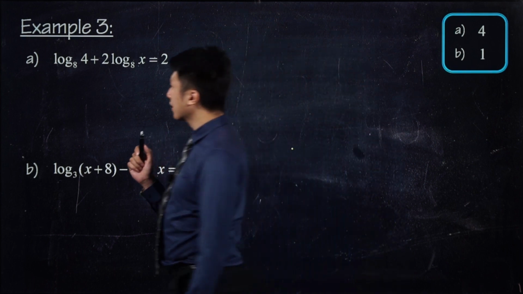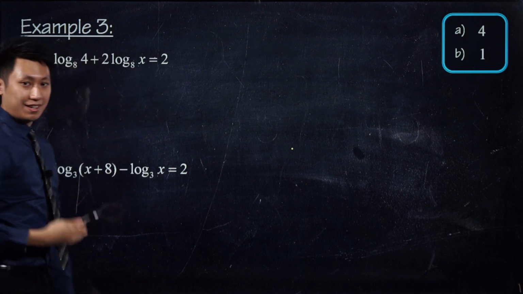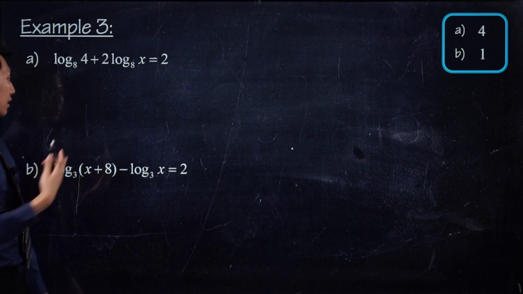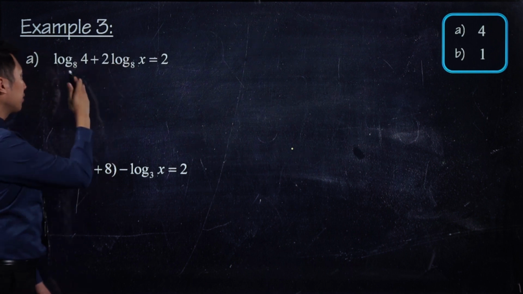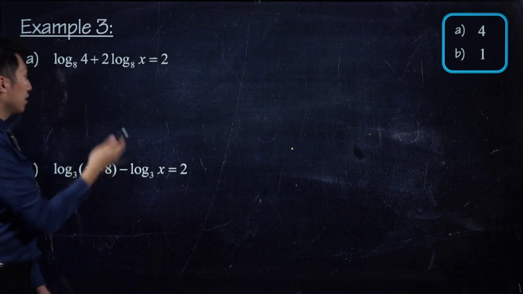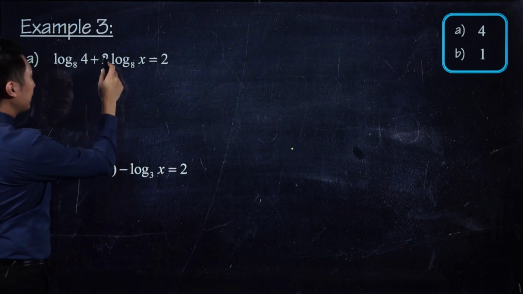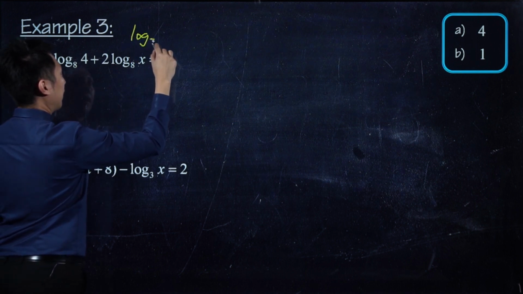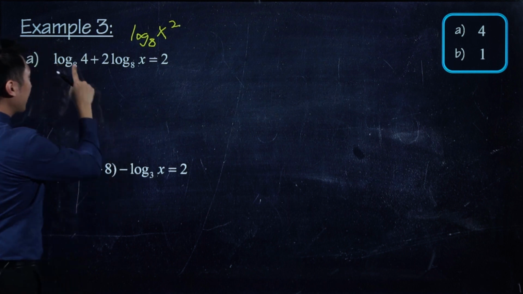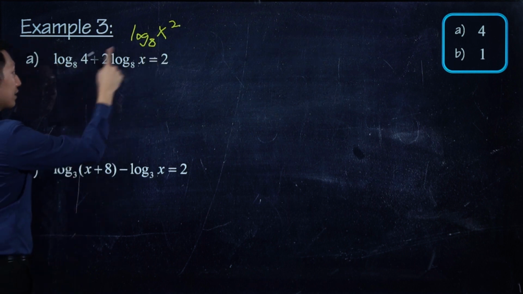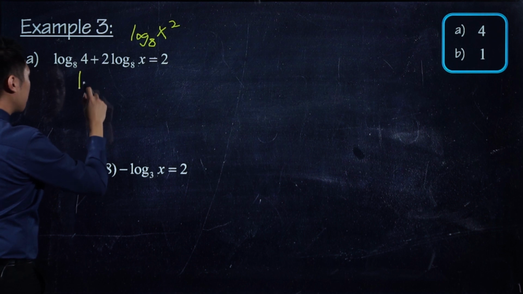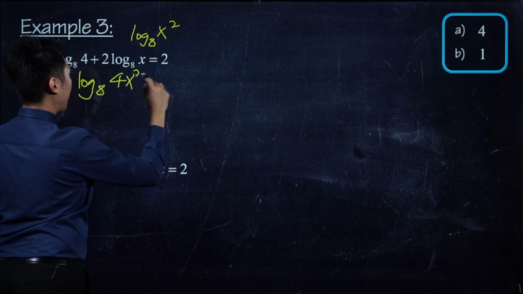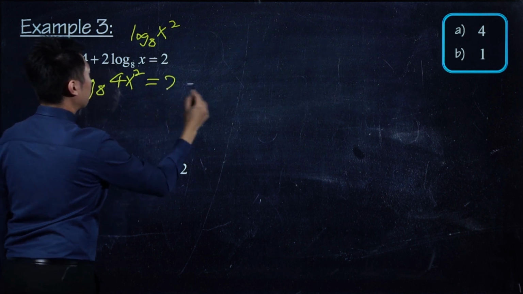I'll solve it now. Observe that I want to solve for x, so it doesn't matter what base it is in. I just find x, that's it. I see the same base, which is even better. I just combine them. This one I put in becomes log base 8 of x squared. If this one plus this one, inside you just multiply them together. So it's log base 8 of 4x squared is equal to 2.